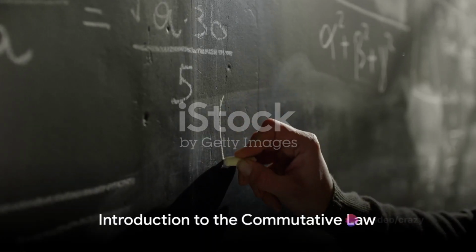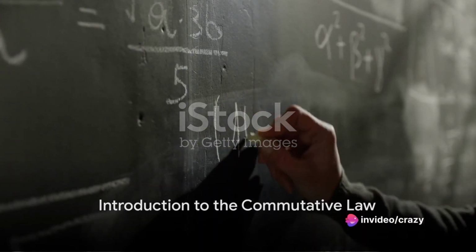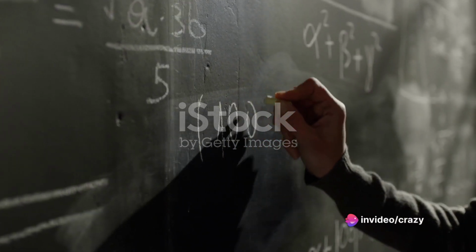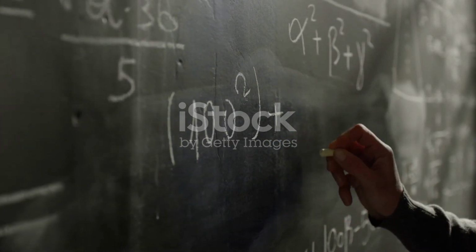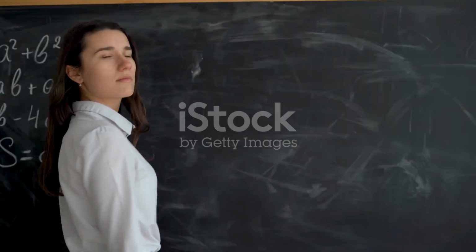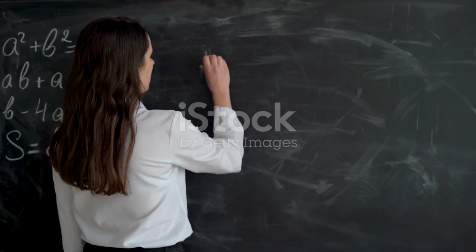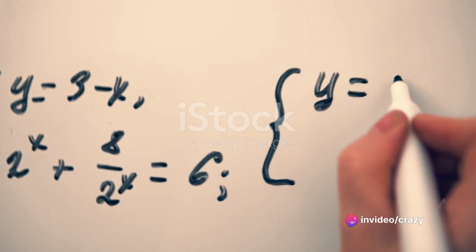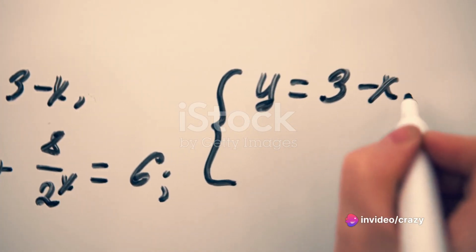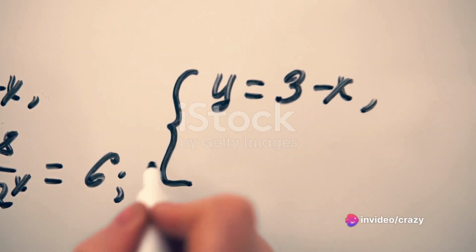Ever wondered why the order in which you add or multiply numbers doesn't change the result? That, my friends, is the magic of the commutative law, a fundamental principle in mathematics. The commutative law is a basic mathematical rule that governs addition and multiplication. It states that the order in which you add or multiply numbers does not affect the final outcome.